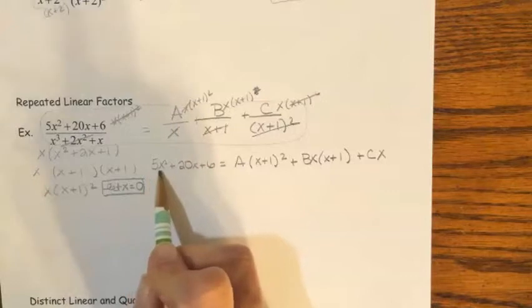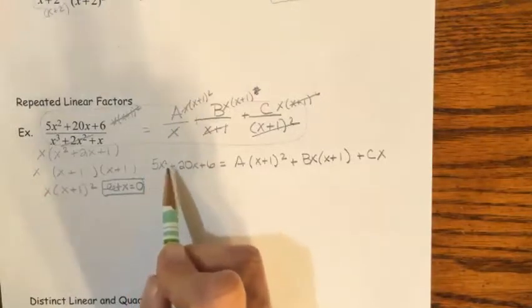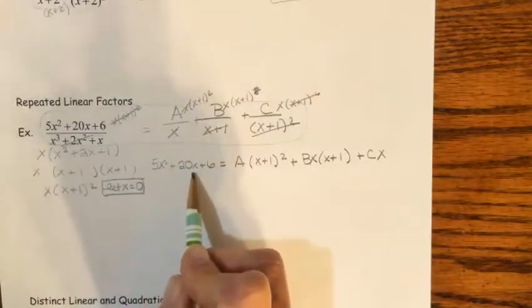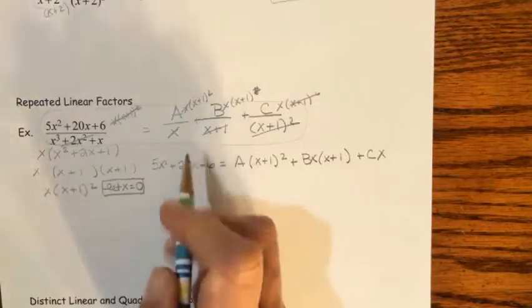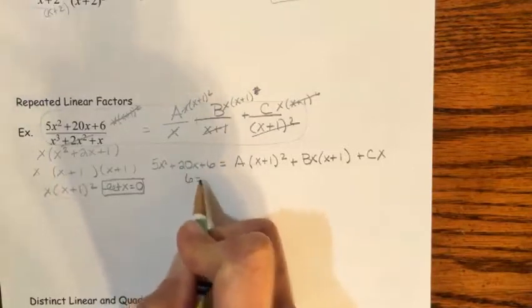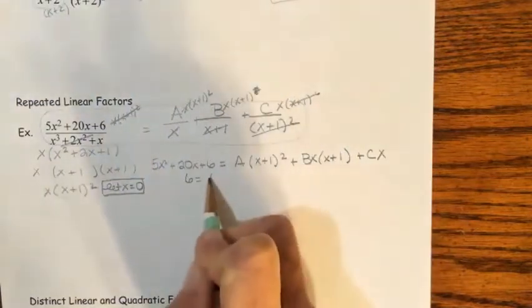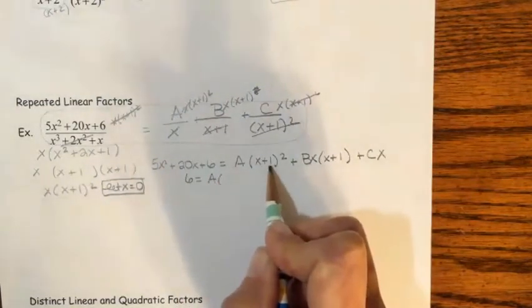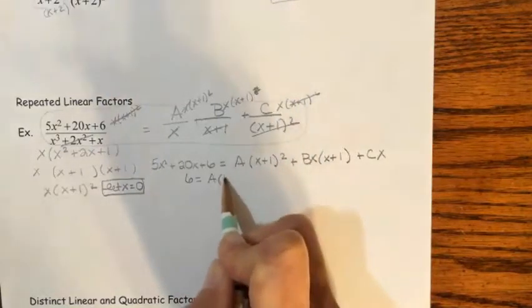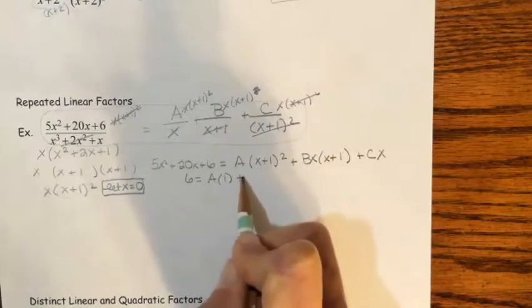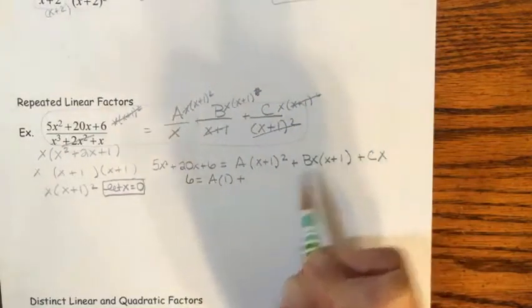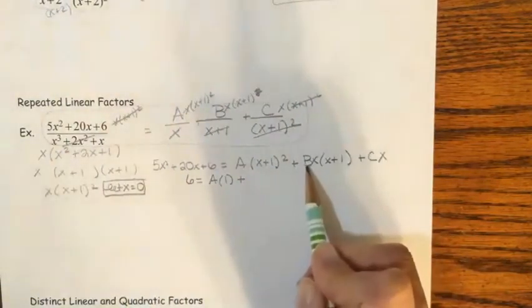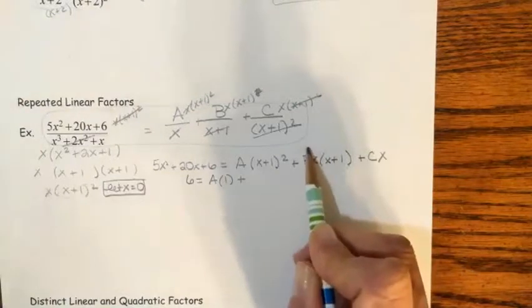So 5 times 0 plus 20 times 0, that's 0, plus 6. So I'm left with 6 equals a times 0 plus 1 is 1 squared. So I'm left with 1 squared, which is 1, times a. So just 1a plus, if I let x be 0 here, I get b times 0, which is 0.